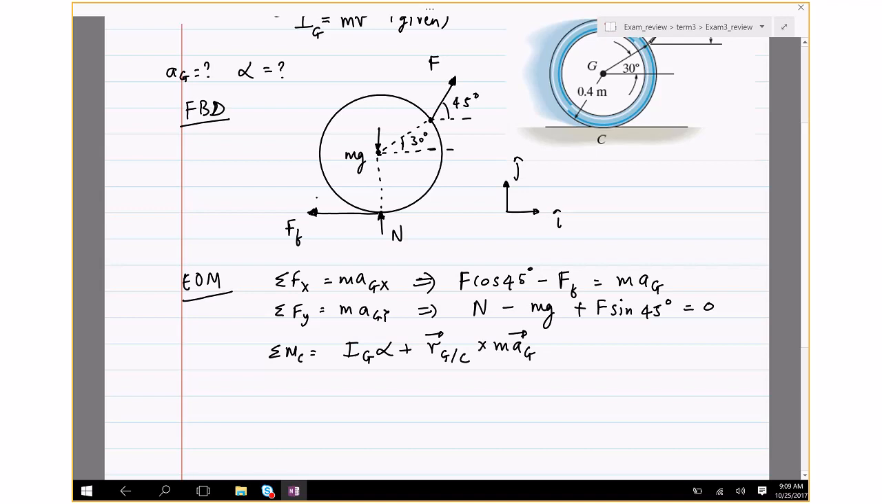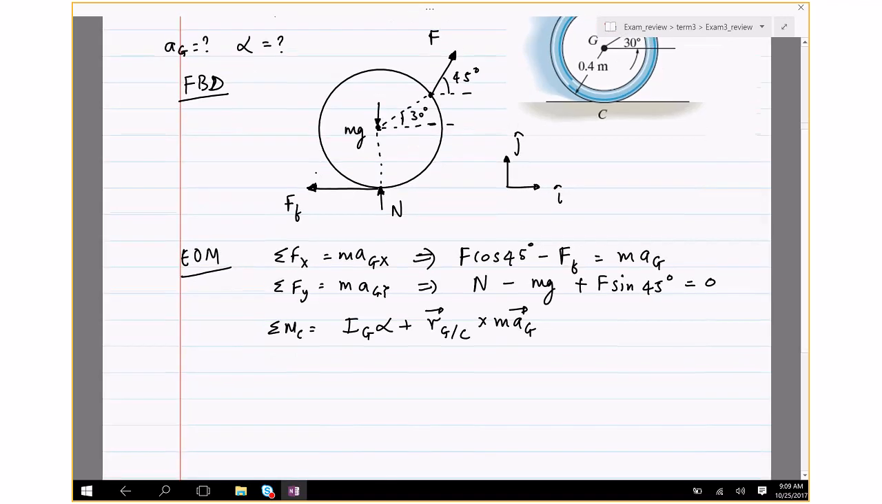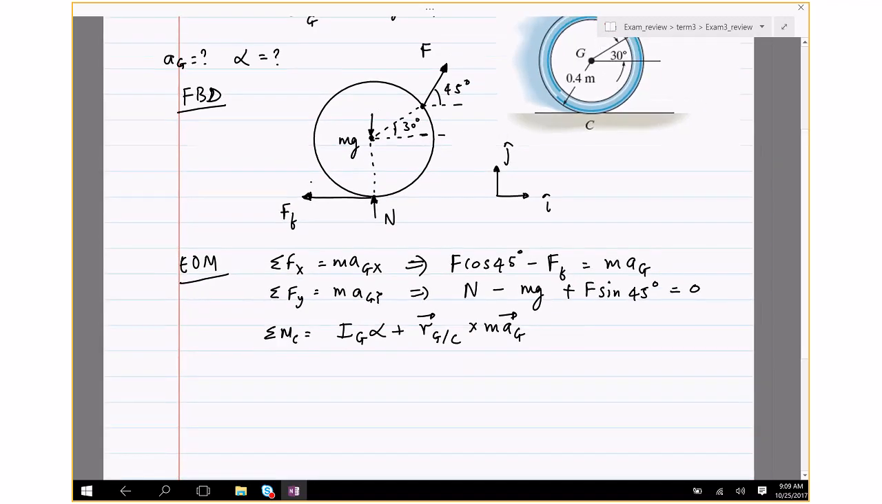Okay, so let's try to simplify that. Moment about C. This point is C. Now the good thing is that Ff passes through C, N passes through C, and mg actually passes through C too. So all those forces have no contribution towards the moment about C. The only force which will contribute is F. So I need to find the moment at C due to force F.